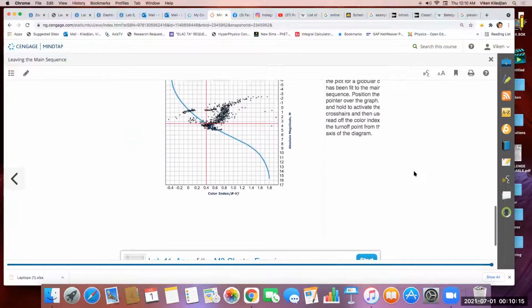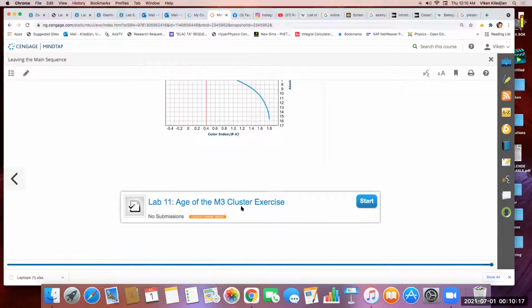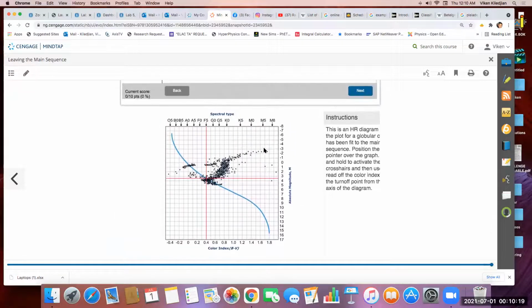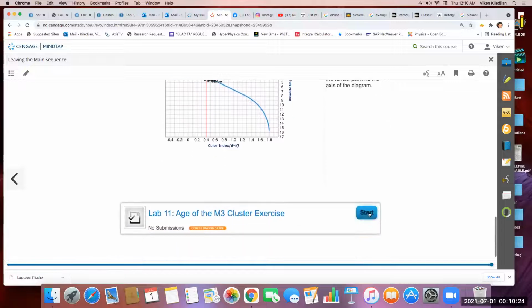Okay, then you go over here, the age of the M3 cluster exercise. This is the M3 right here. It's an M3 globular cluster. Start.